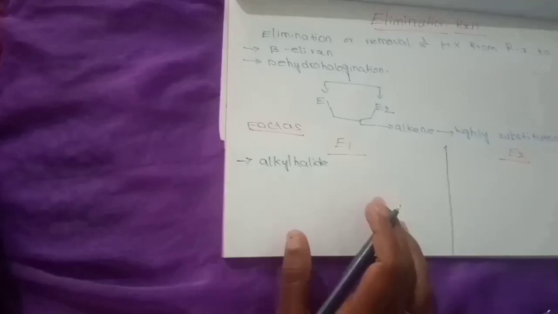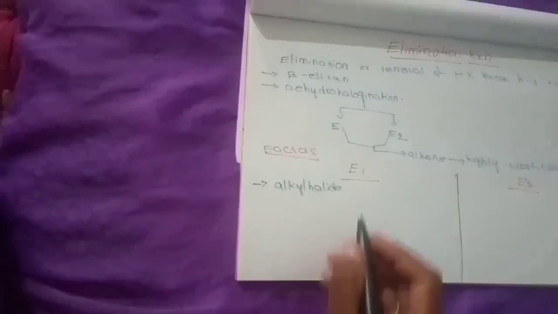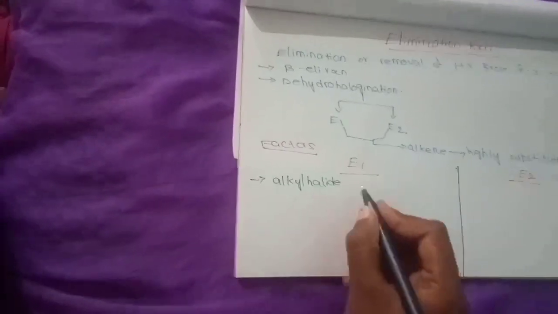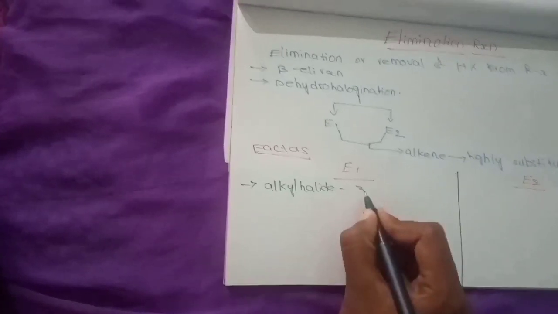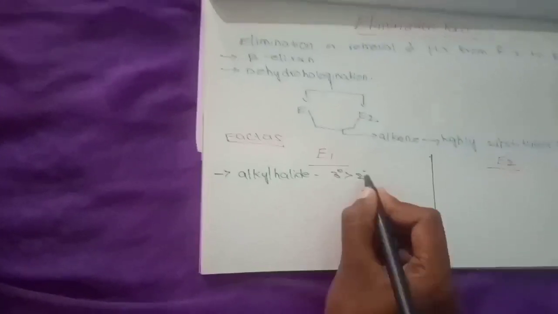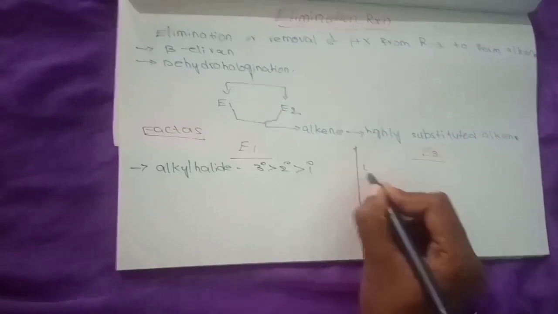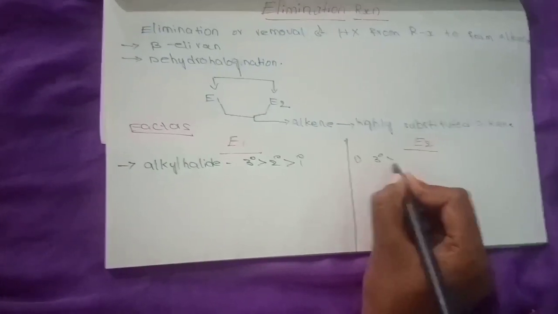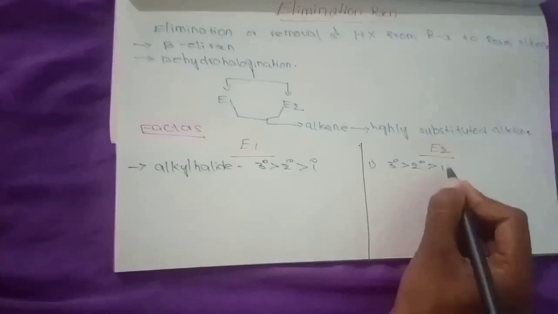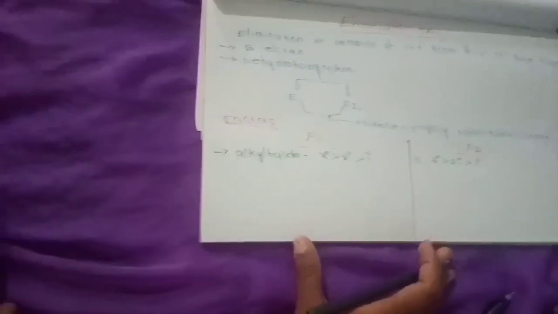Which type of alkyl halides favors E1 and E2 reactions? Let's see now. Alkyl halides for E1 reaction: tertiary greater than secondary greater than primary. For E2 reaction: tertiary greater than secondary greater than primary. Both are the same.